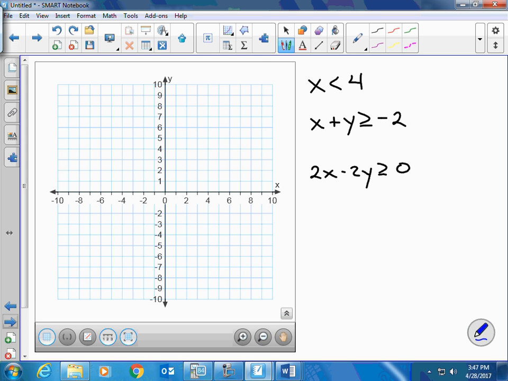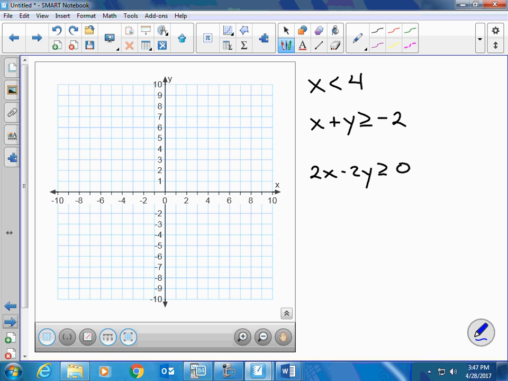Your turn again, or whenever you think you're comfortable, give it a try. Hit pause, and then come back, and I'll explain it. Okay, here's a new one. x is less than 4. That says it doesn't matter what y is. x just needs to be less than 4.